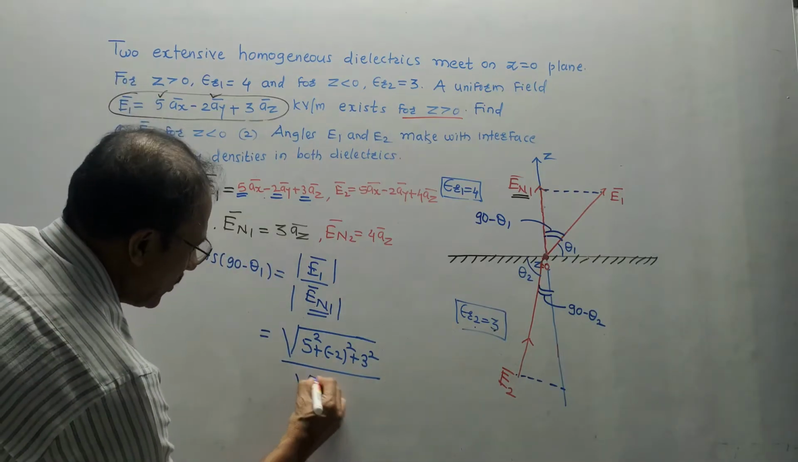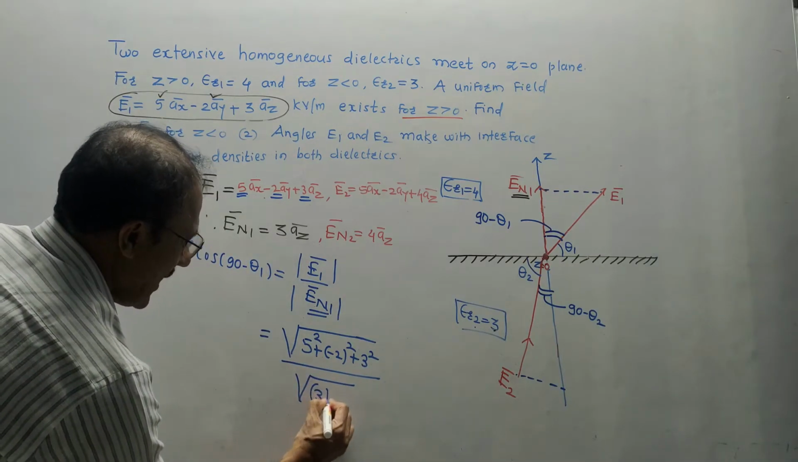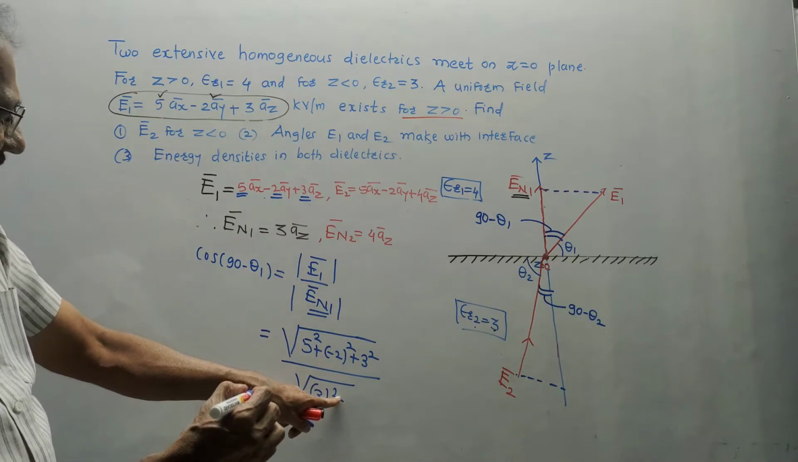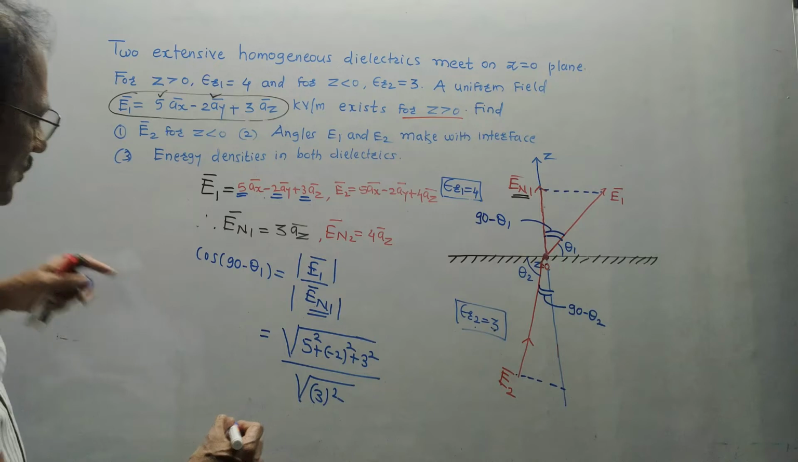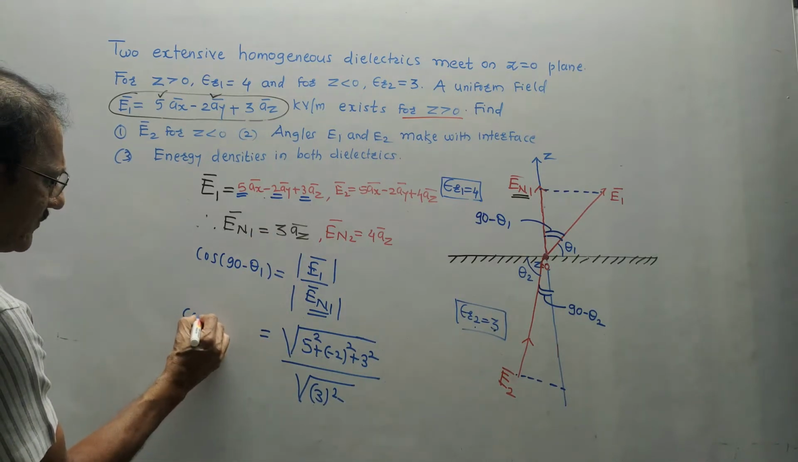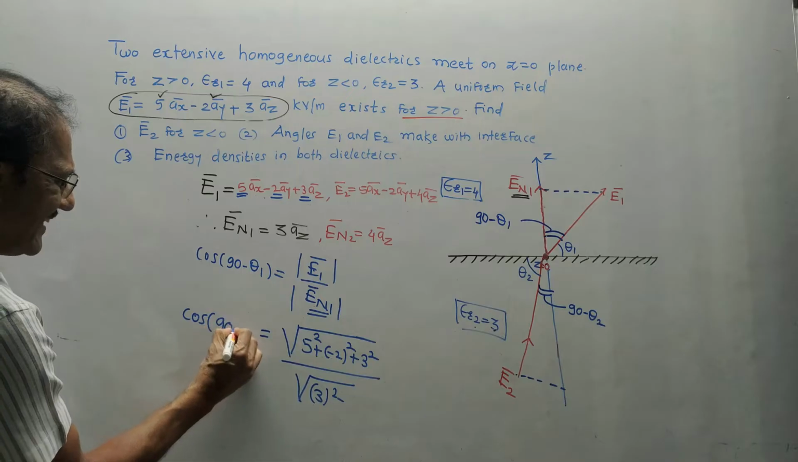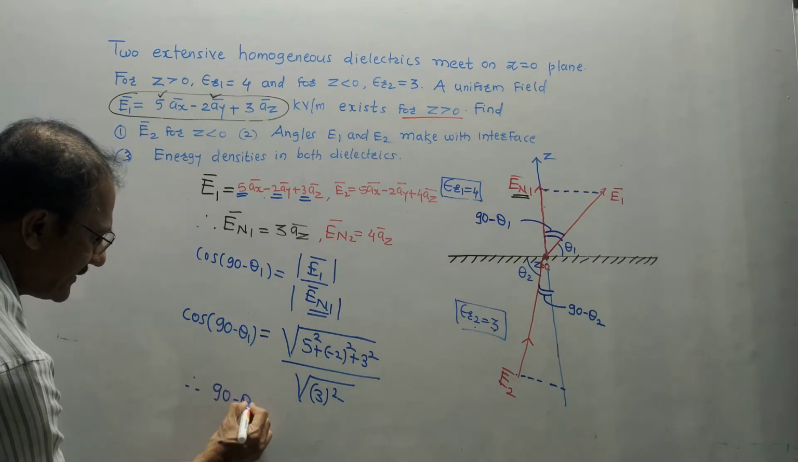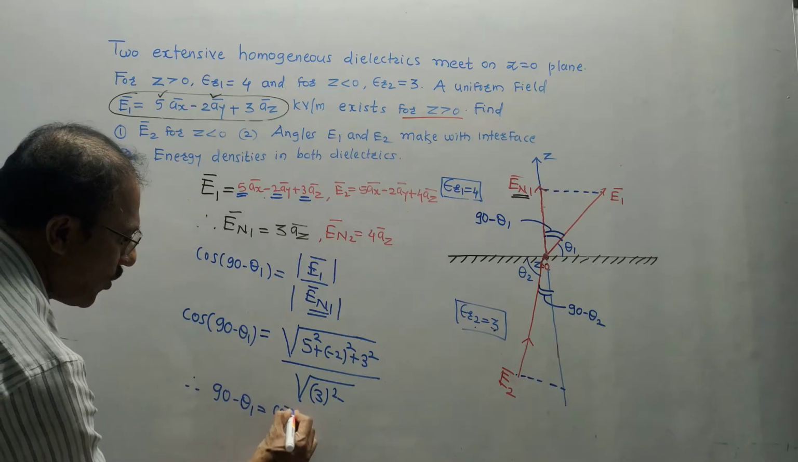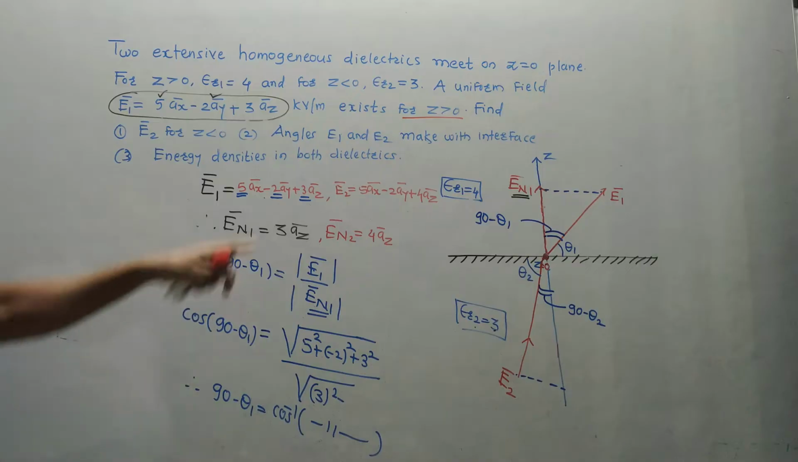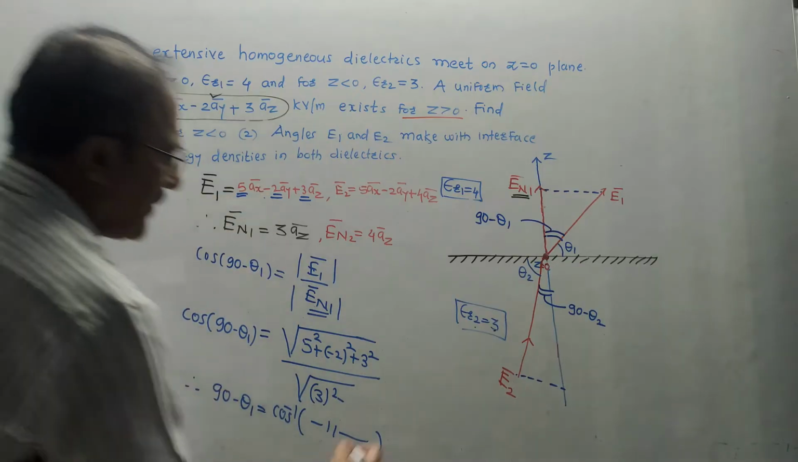So it is under root of 3 square, this magnitude square. So naturally the square root and this under root sign vanish. If you solve this equation, I mean if you want to write it further, this is the equation for cos of 90 minus theta 1. Therefore 90 minus theta 1 is equal to cos inverse of this entire term. So if you solve this, you will get the answer of theta 1.